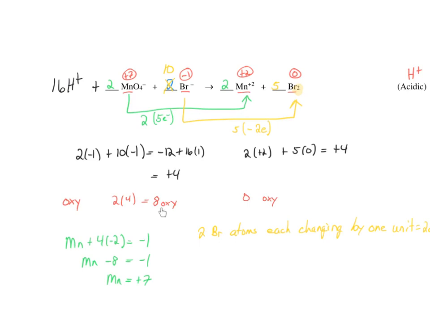Looking at oxygens, we have 8 on the reactant side. We don't have any on the product side, so we need to add 8 waters to bring 8 oxygens to each side. Now, if we've done everything right, the hydrogens balance. 16 hydrogens, 16 hydrogens. We're done.